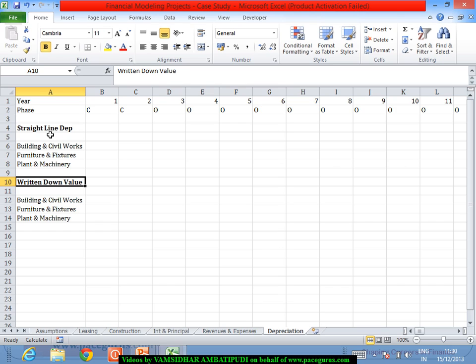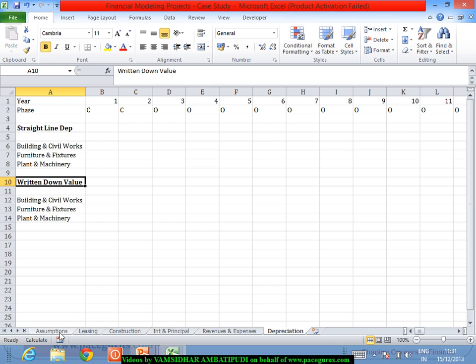In a simple scenario, written down value based depreciation will depreciate the asset much faster compared to the straight line method. In straight line depreciation, the allocation is uniform across all the years of the asset. Whereas in written down value, we allocate more depreciation in the initial years, and the depreciation keeps going down in the later years. So we'll try to understand how we model this depreciation for these three kinds of assets.